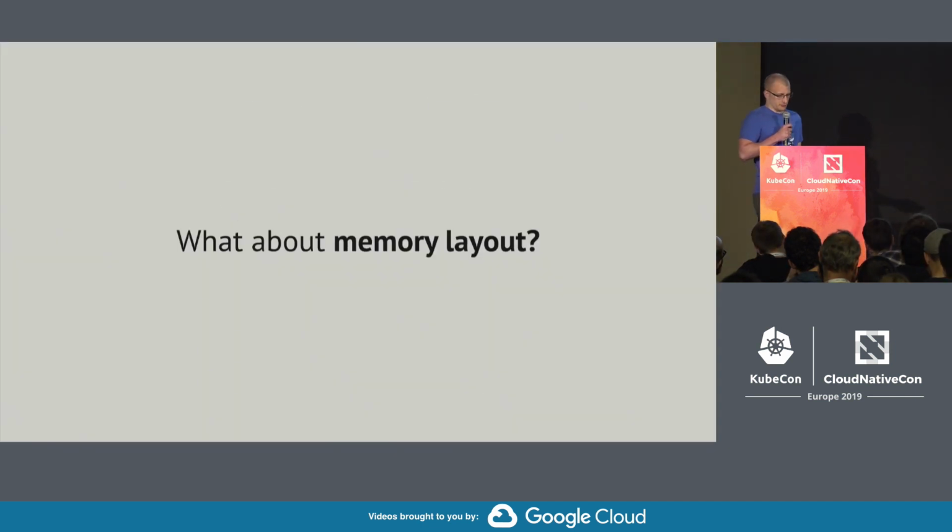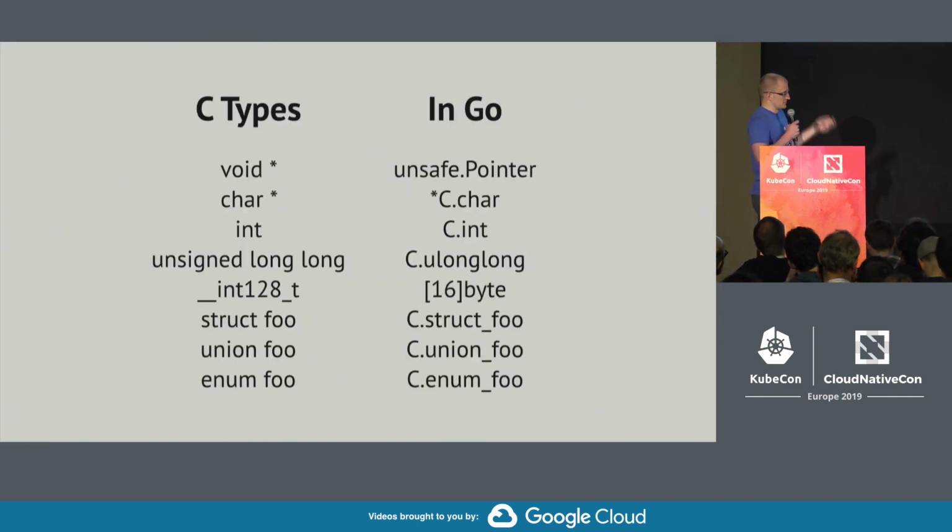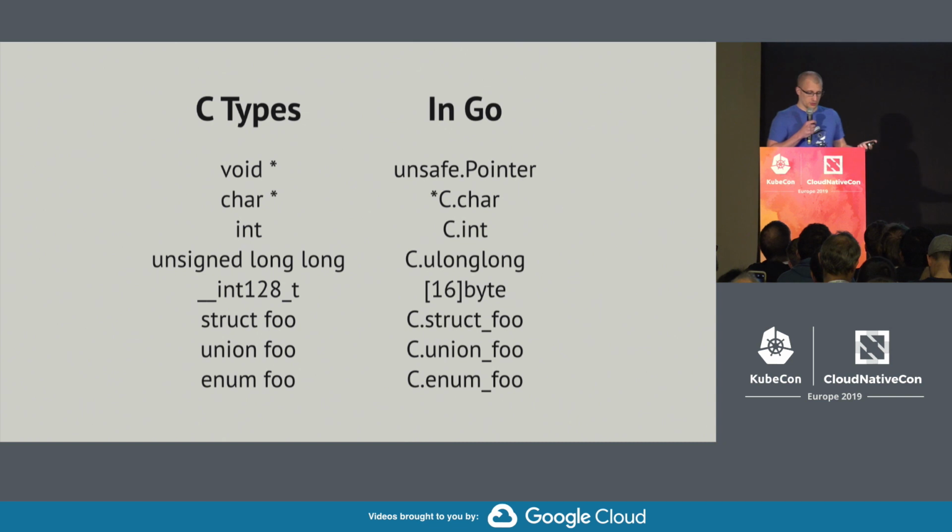What about memory layout for different types? So in C, a char star is different from a Go string. So how do we manage these differences? On the left-hand side here, you can see all the types that you would normally have in C. And on the right-hand side is how you represent those types in Go. So if you want to refer to those types from Go code, void star is unsafe pointer, char star is a pointer to C.char, and so on and so forth.